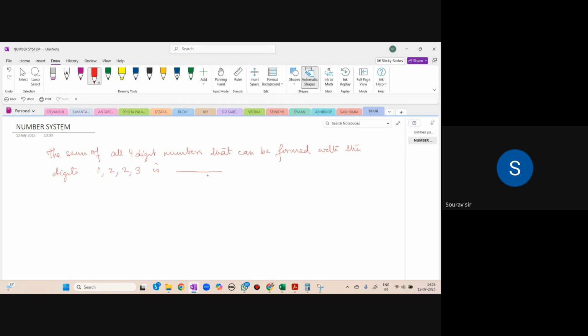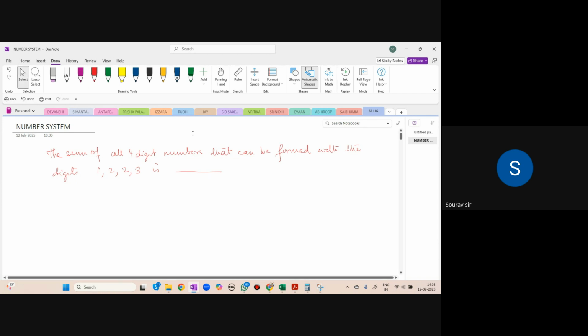So, how are you going to solve this question? Sum of all 4-digit numbers which can be formed with the given digits. First of all, how many numbers can be formed? How many 4-digit numbers can be formed with these digits? Anyone? How do you calculate this?